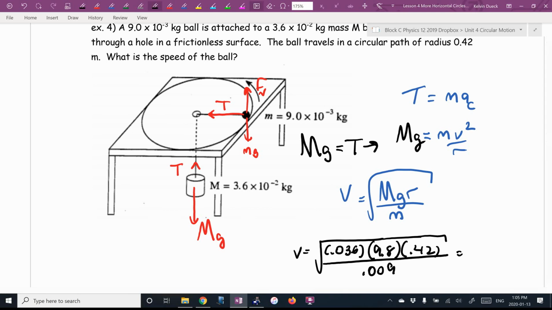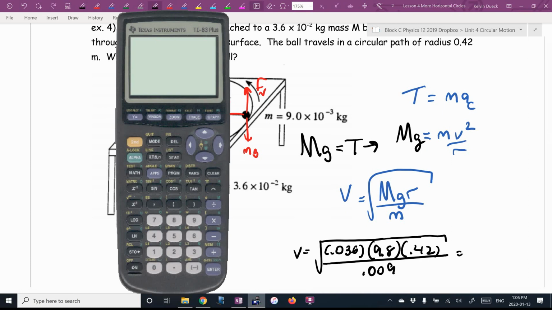This might work out evenly. I'm seeing a bunch of yucky numbers canceling. It might not. I might have one left over. Square root of 16.4, 4 point something. Oh, doesn't work out evenly. 4.06 meters per second.